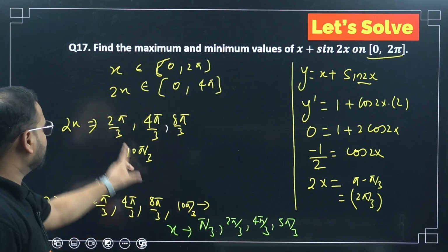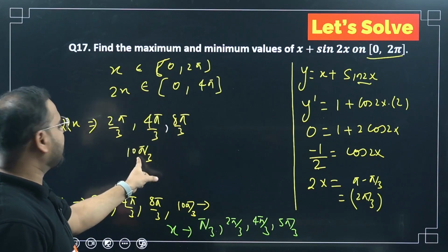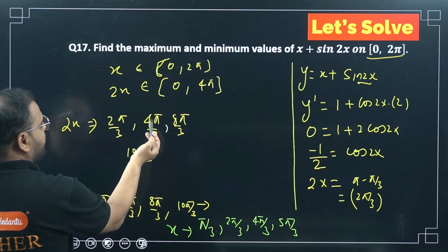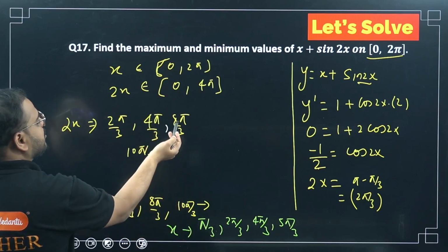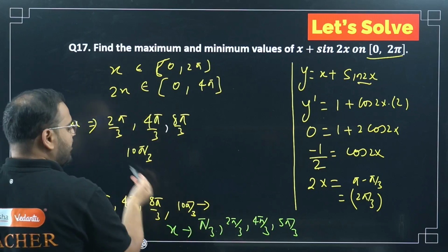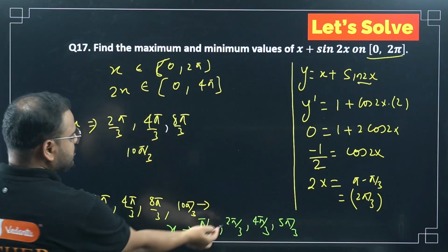2x was this condition. 2 pi by 3, 4 pi by 3, 8 pi by 3, 10 pi by 3. I'll divide everything by 2, no? So it will become pi by 3. 4 pi by 3 will become 2 pi by 3. Divide this also by 2. 8 pi by 3 will become 4 pi by 3. 10 pi by 3 will be divided by 2, 5 pi by 3. So next value is 2 pi by 3.